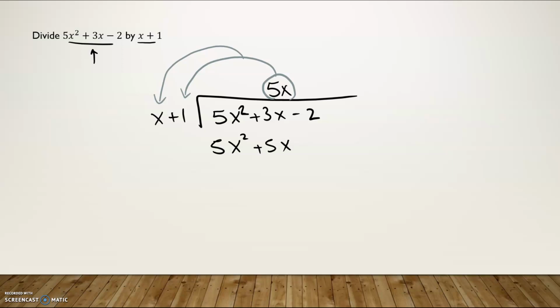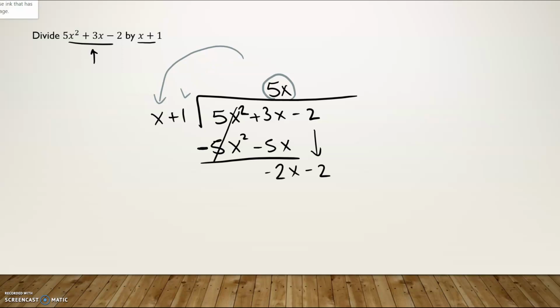Okay, then what I'm going to do is change the signs. So this was positive, now it's negative. This was positive, now it's negative. So these will cancel, and then I have 3x minus 5x, so this will be negative 2x. Bring this down, so negative 2.